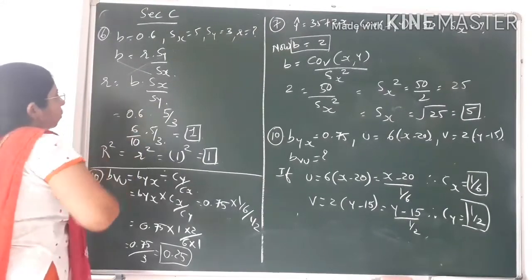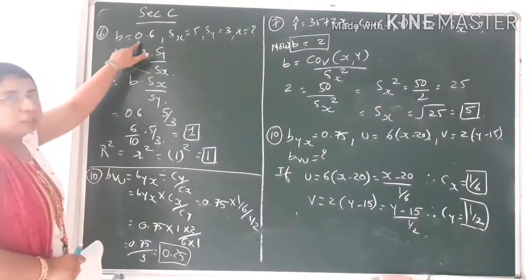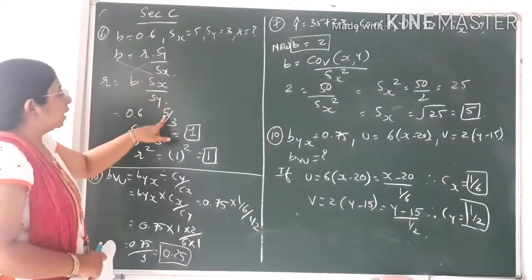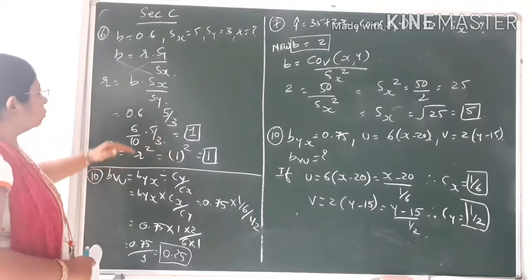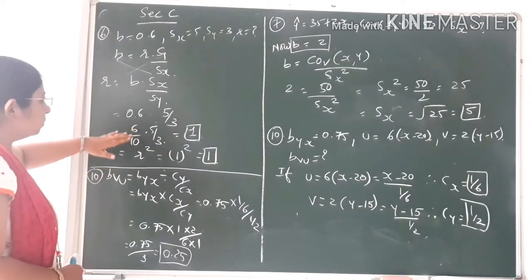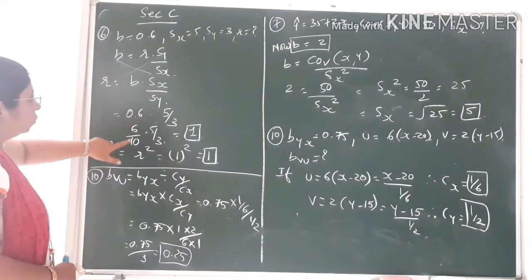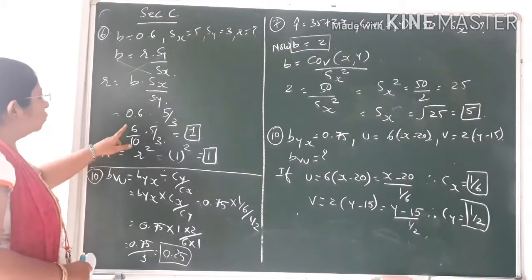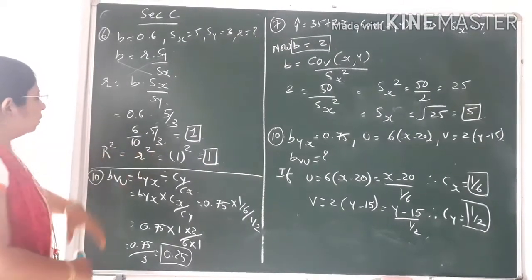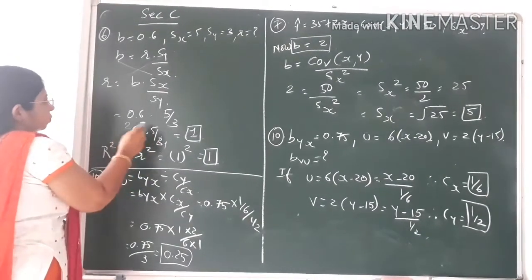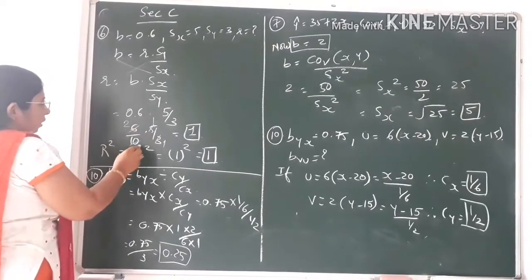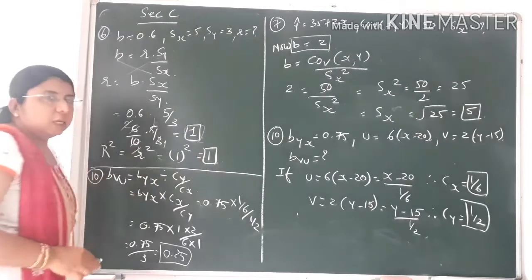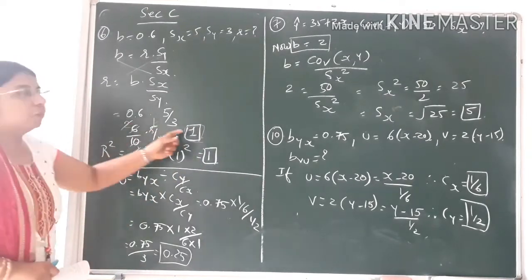So b into sx upon sy. What is the value of b that is given? That is 0.6. 0.6 into sx value that is given 5 and upon 3. Now to make this calculation simple, I have multiplied 0.6 and divided it by 10. So 6 by 10 came over here. So 6 by 10 into 5 by 3. You will cancel it. 3 1s are 3, 3 2s are 6, 5 1s are 5 and 5 2s are 10. 2 will be again cancelled. So remaining that would be only 1. So the value of r comes to 1.